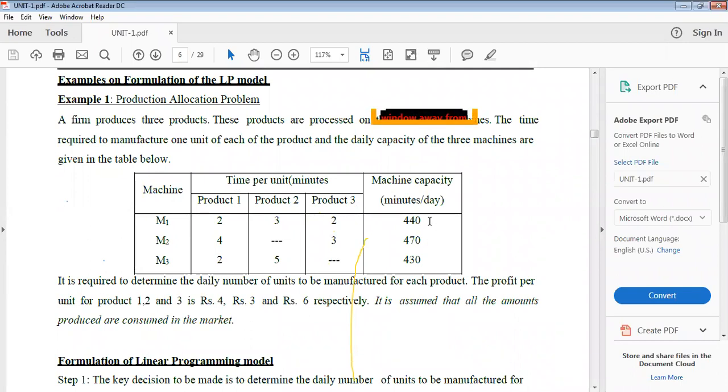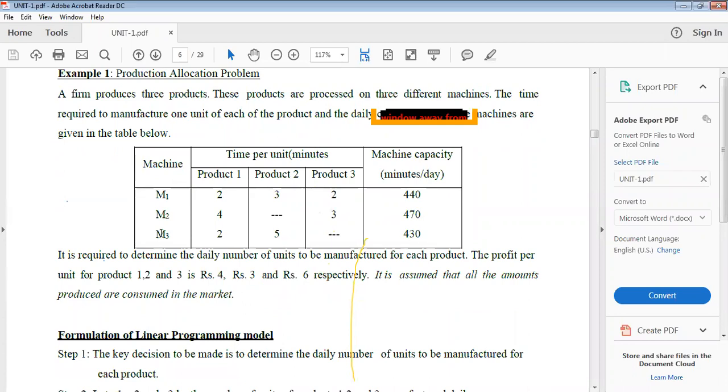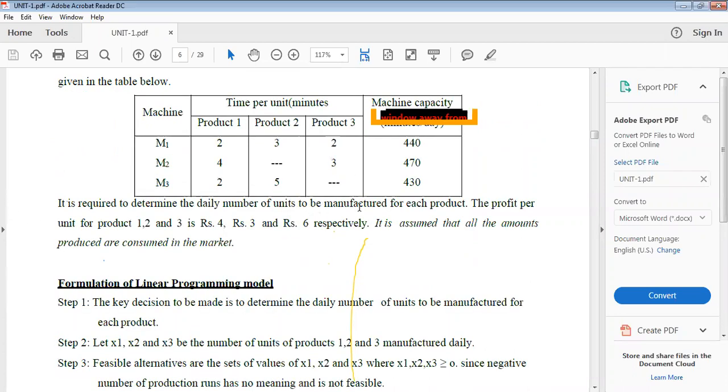So machine capacity 440, 470, 430. It is required to determine the daily number of units manufactured for each product. The profit per unit for products 1, 2, 3: rupees 4 is for product 1, rupees 3 is for product 2, and rupees 4 is for product 3. It is assumed that all the amounts produced are consumed in the market.